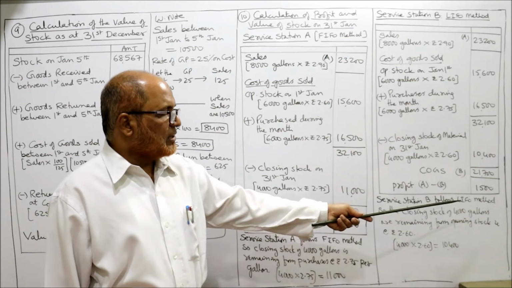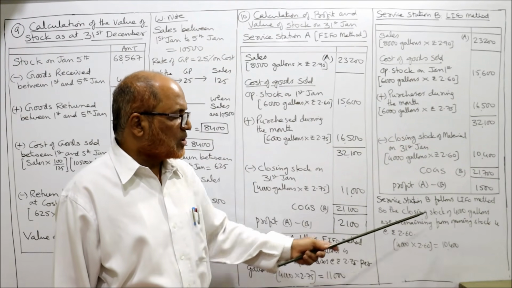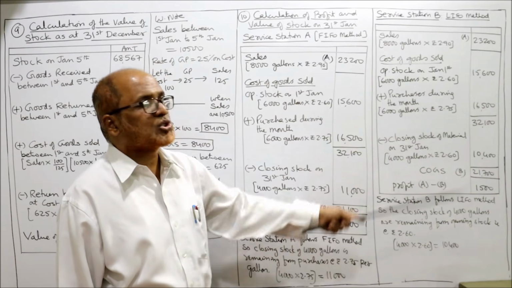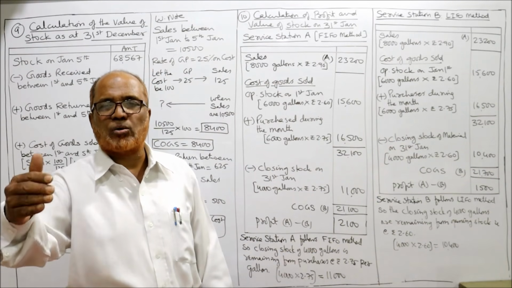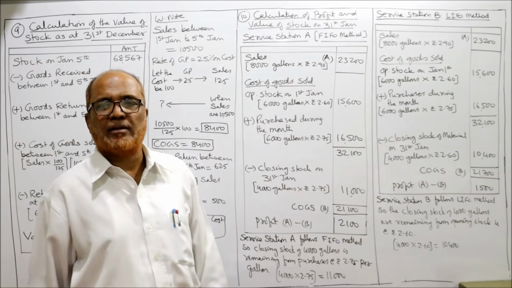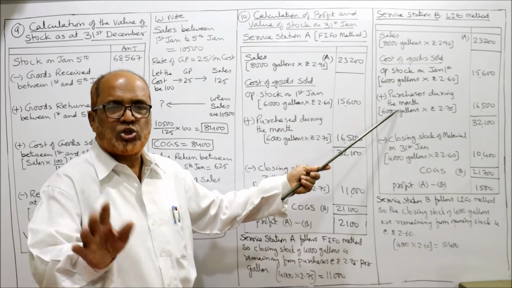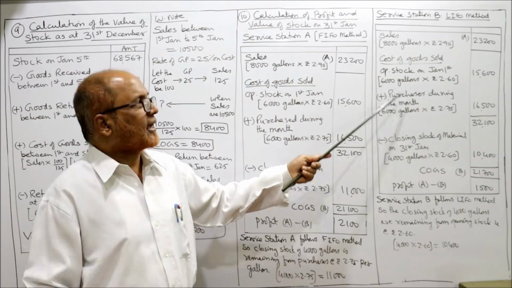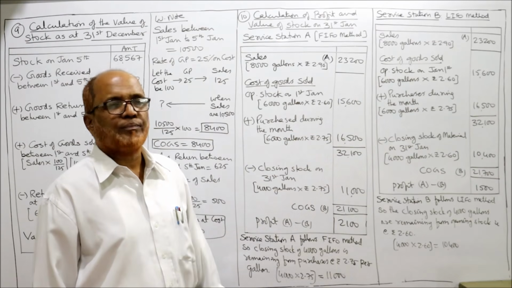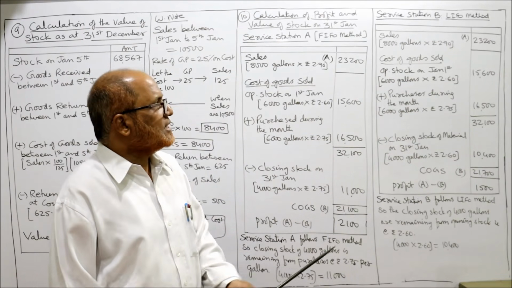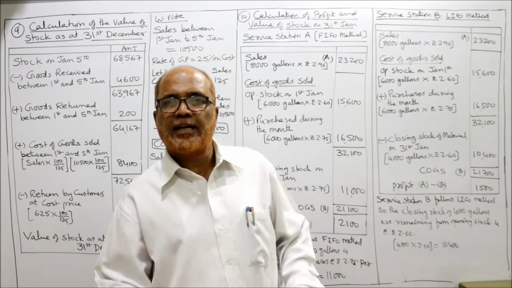Service station B follows LIFO method, so the closing stock of 4,000 gallons are remaining from opening stock. Last in first out, what came later was issued first. What came later? The purchase came, this was issued, so the remaining stock is where? The remaining stock is opening stock. That is the difference. So this is the end of 10th problem.